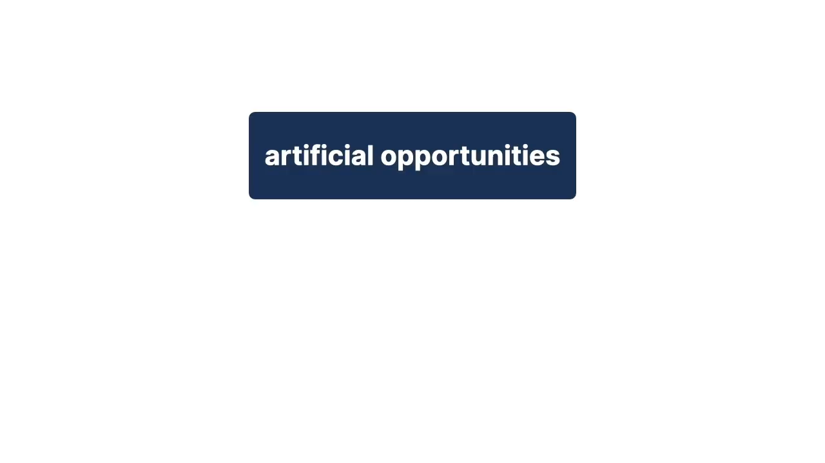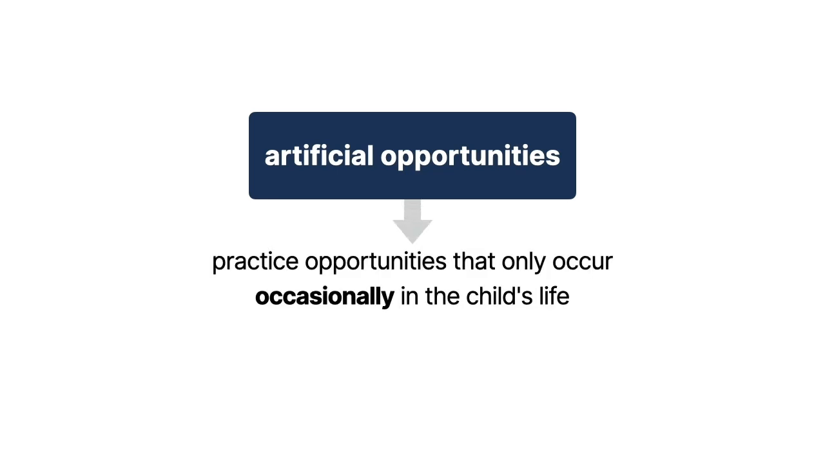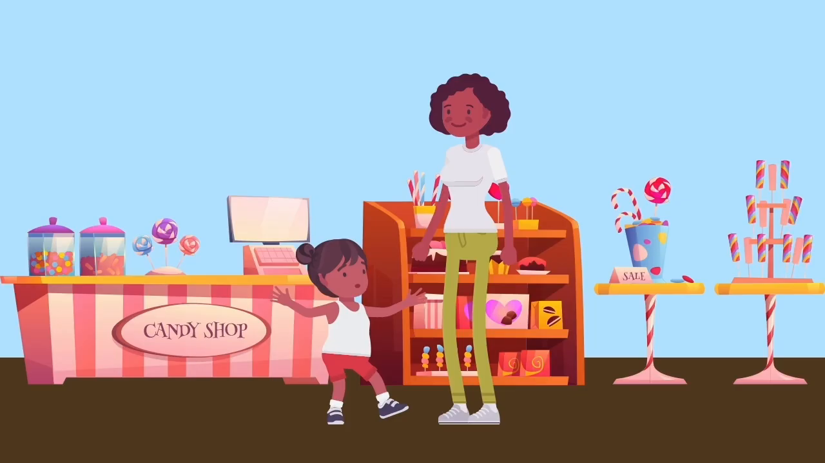Another option is to set up opportunities for the child to practice the FCT response. These are called artificial practice opportunities because they only occur occasionally in the child's life. For the case study, Maria and Mom could intentionally walk down the store's candy aisle multiple times per day. This is not natural because Mom typically only goes down this aisle once a week. This does give Maria many opportunities to practice using her card to make requests.